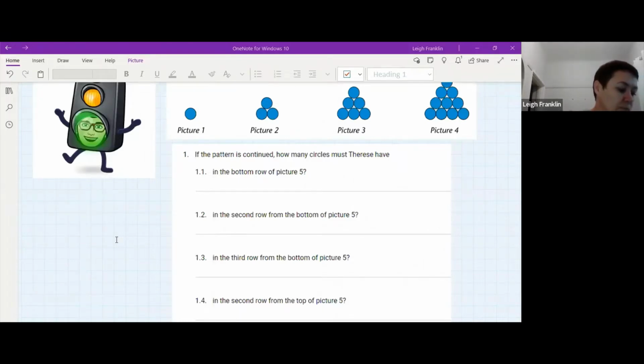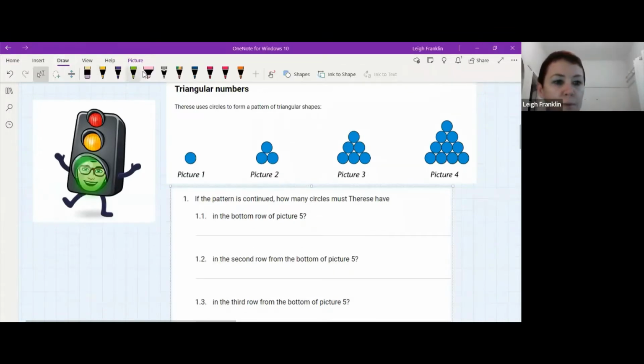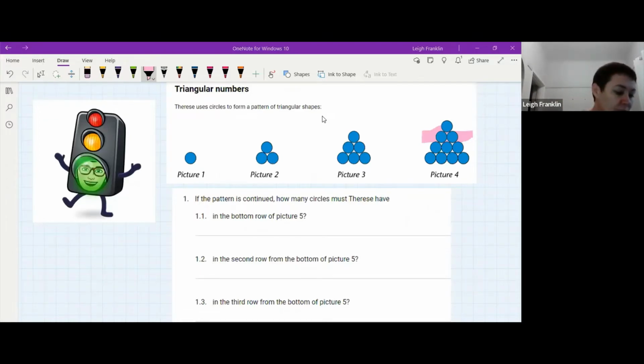Ma'am, I'm confused with question number 3. Okay, so the third row from the bottom. If you have a look at picture 4, the third row from the bottom is this row that I'm busy highlighting at the moment. That row there. So I think a good thing for you to do is to draw this for yourself. Draw picture 5, and then you'll be able to answer these questions really easily. Yes, ma'am. Okay, so start there. Draw picture 5 and then you should be okay.